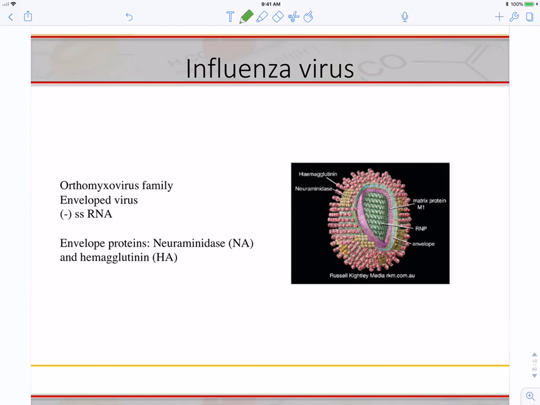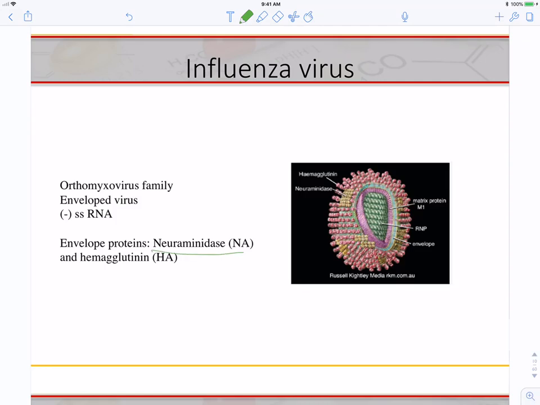Right, so in this module, we will start talking about influenza virus. Influenza viruses are coming from a family called the orthomyxovirus family. They're enveloped viruses, which means that when they exit the cell, they take with them a membrane bilayer, which is taken from the host cell. On this membrane, also known as the viral envelope, we have two proteins expressed that come from the virus.